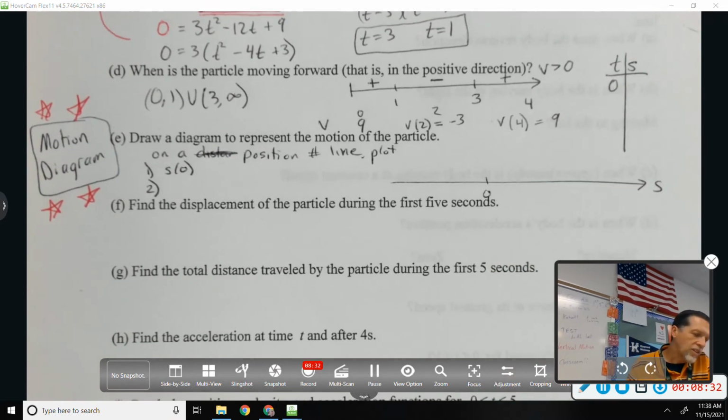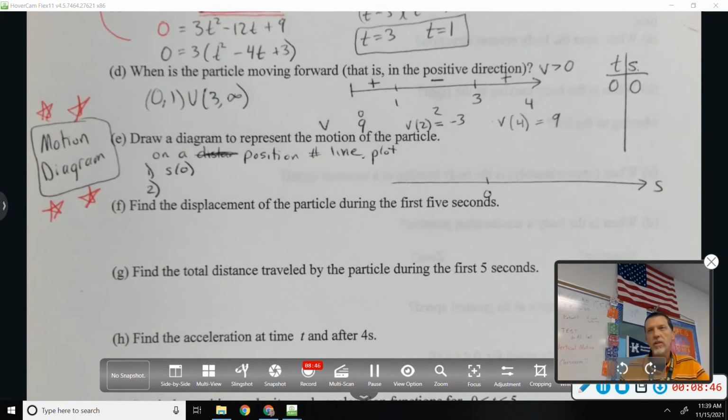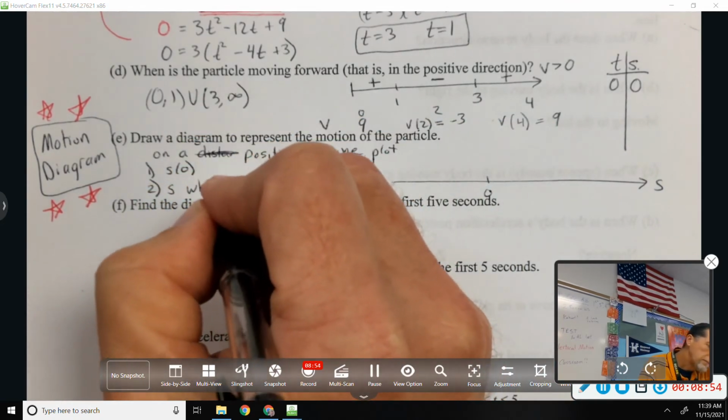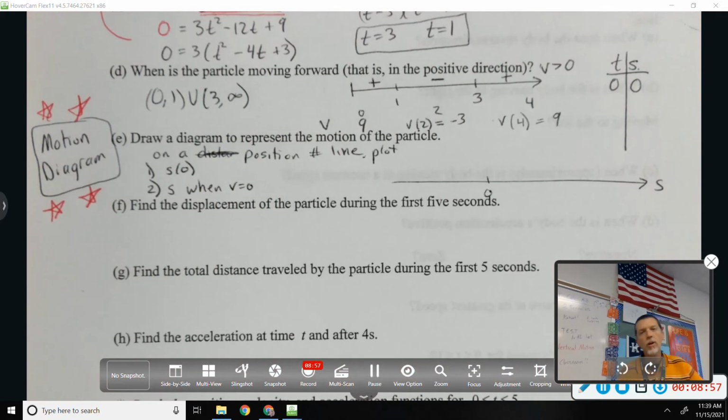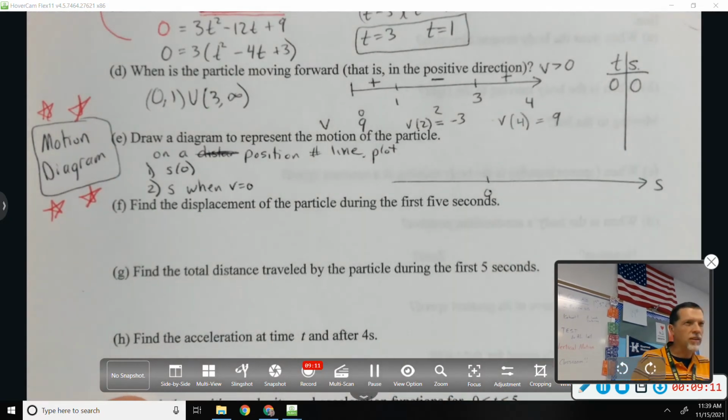What's its position at time equals 0? 0. Look back at the equation for position. Plug in t equals 0, you get 0. So it doesn't always start at 0, but this one starts at 0. And then you also want the position when velocity is 0, because that's where it might be changing directions. So kind of an increasing, decreasing thing.